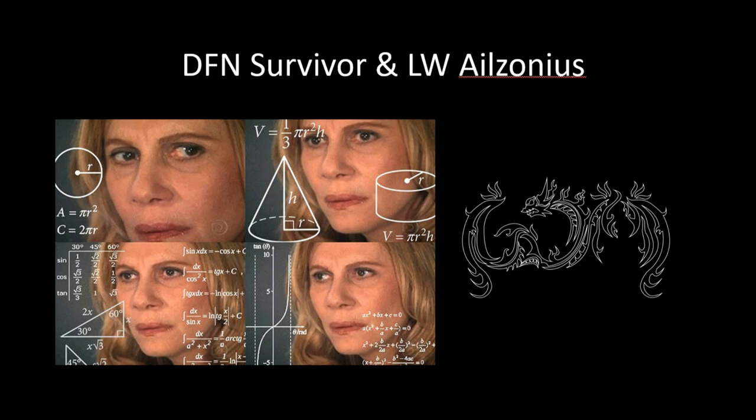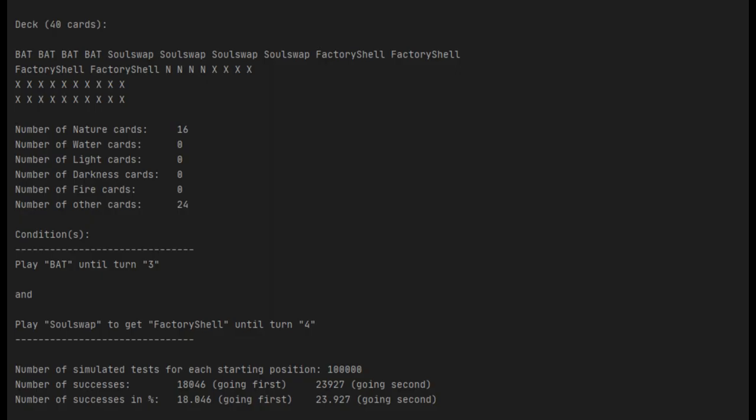So, looking at the probabilities, we first start at the top, and every other screenshot will be built up the same. So, 40 cards in the deck. We have 4 Brawlsome Tribe, 4 Soulswap, and 4 Factory Shells. Also, 4 other nature cards, which Smash on. So, we get a total number of 16 nature cards. And of course, you have to take these nature cards into account. The other colors don't really matter, because to play Brawlsome Tribe and Soulswap, you need only a nature mana.